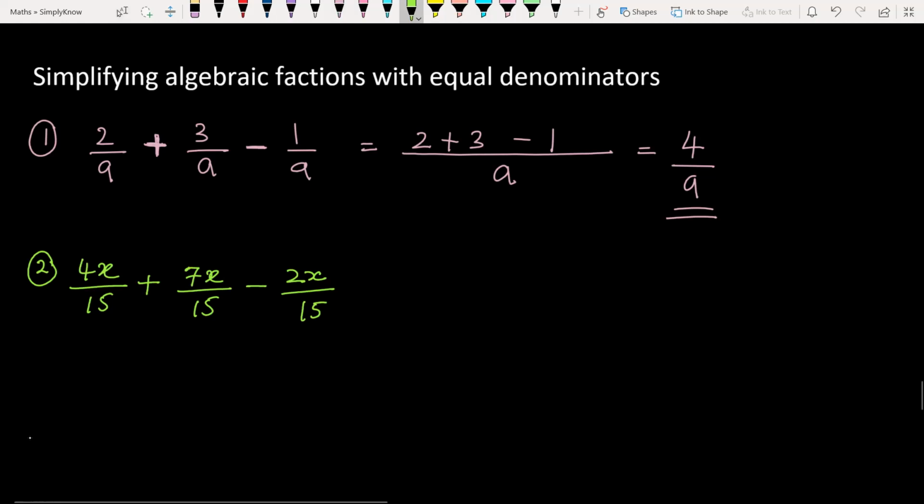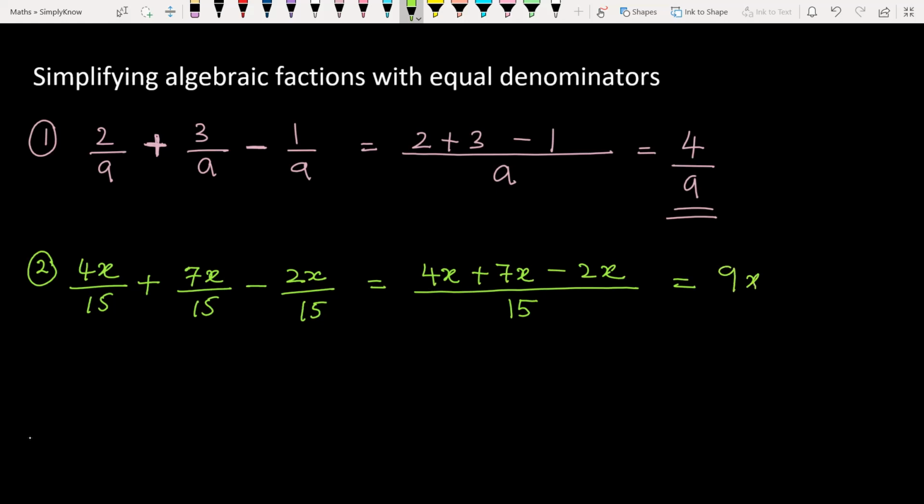Okay, let's take another example. Here our numerators are algebraic numerators. The denominators are the same, so our common denominator is 15. Therefore, we can simplify our numerators. 4x plus 7x minus 2x. 4x plus 7x is 11x. 11x minus 2x is 9x. 9x over 15.